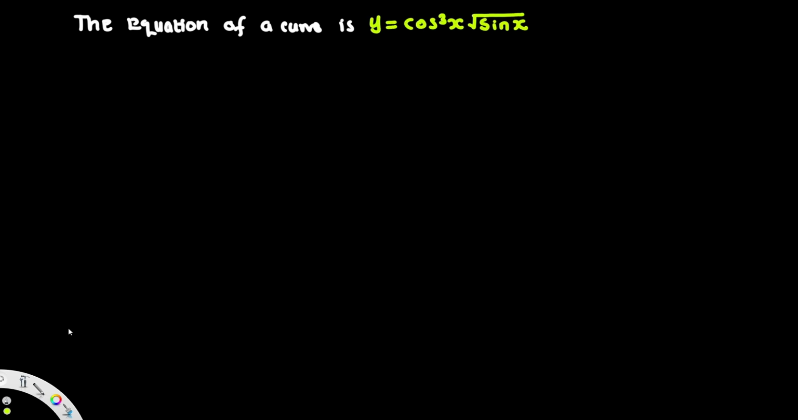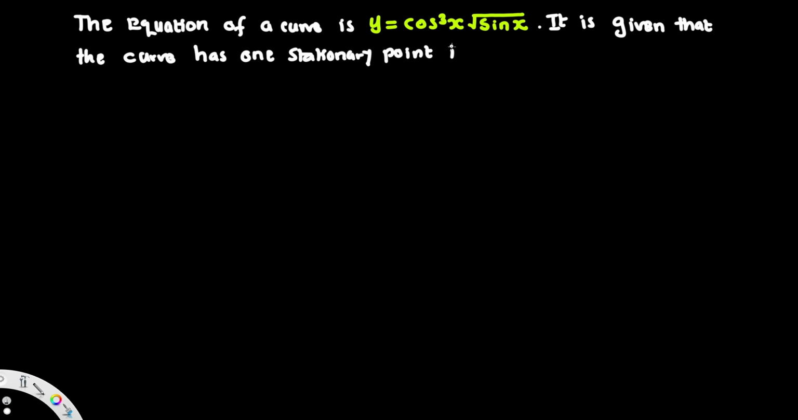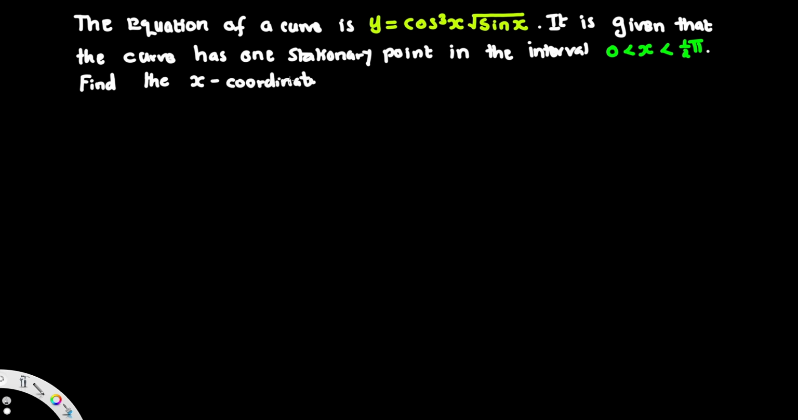In this video, we're going to discuss how to find a stationary point of a given curve, and we're told that the curve is y equals cos cubed x root sin x. It's given that the curve has one stationary point within the interval 0 to a half pi. Then we're supposed to find the x coordinate at this particular stationary point. So we're going to have a step-by-step process on how to go about that.